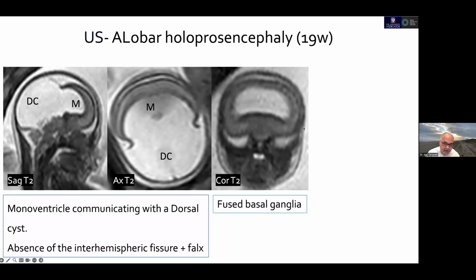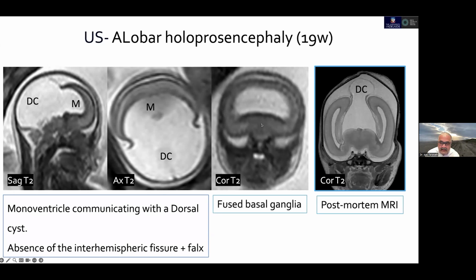There is also fusion of the basal ganglia. That's a coronal T2 weighted image. And that's the postmortem MRI, which shows the monoventricle in communication with the dorsal cyst.